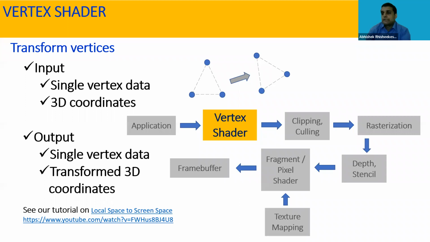Vertex shader takes the 3D XYZ coordinates or other attributes of a single vertex as its input. Similarly, the output of the vertex shader consists of the transformed 3D coordinates or vertex attributes of a single vertex.